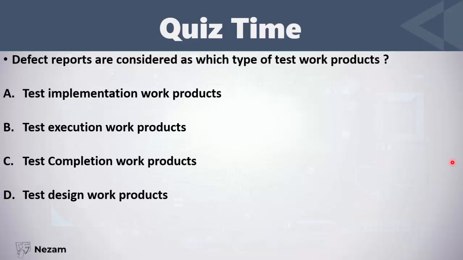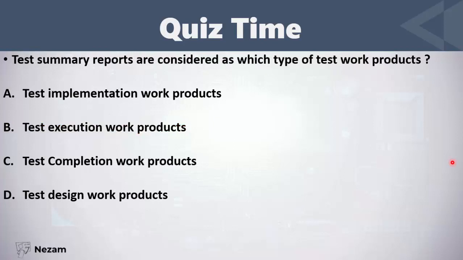Defect reports are considered as which type of test work products? Test implementation, test execution, test completion, or test design. Defect reports are part of test execution work products. Our last question, test summary reports are considered as which type of test work products? Test implementation, test execution, test completion, or test design. It is test completion, but notice that test summary reports are part of both test completion and test monitoring and control.